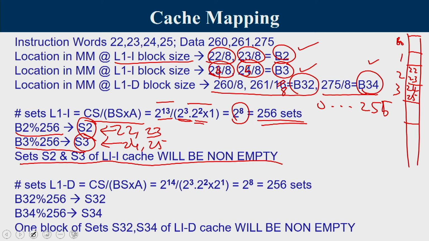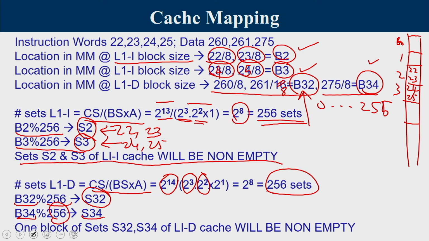Similarly, we find out the number of sets in L1 D cache: cache size by block size into associativity. Here cache size is 16 KB, so it's 2 power 14. Block size is 8 words, and each word is 4 bytes. And it's two-way associative. So here also you have 256 sets. Block 32, which we have already identified, block 32 mod 256 gets mapped to set 32. Block 34 mod 256 gets mapped to set 34.